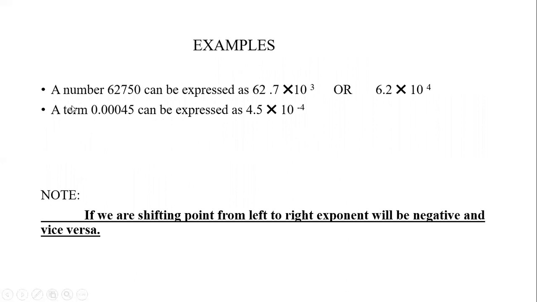Another example, a number 62750. How can it be expressed? Have a look. We have a point here, we have to shift the point. 1, 2, 3. So we shift the point 3 times, so it becomes 62.7 exponent 3. Or if we shift the point 4 times, 1, 2, 3, 4, it becomes 6.2 exponent 4.